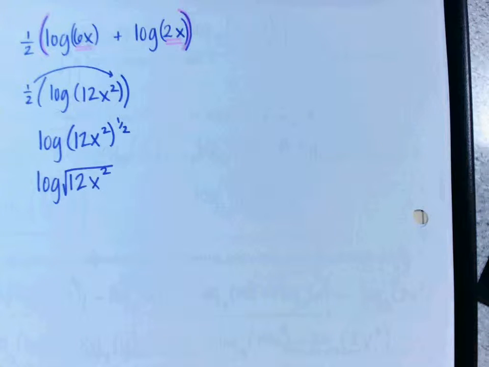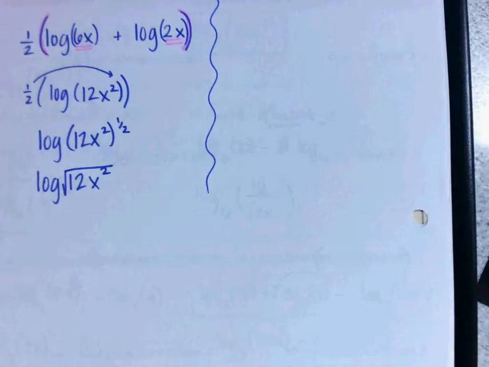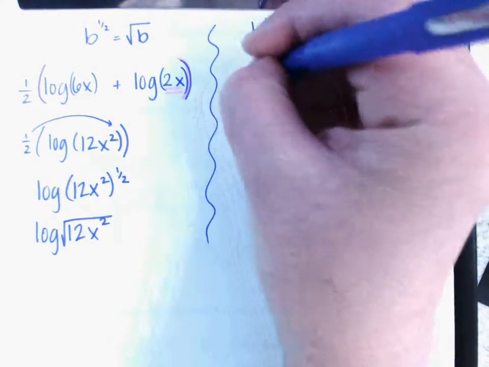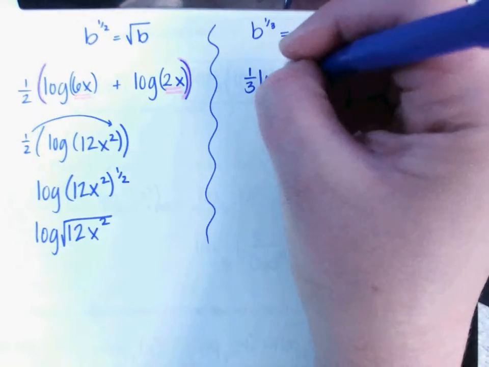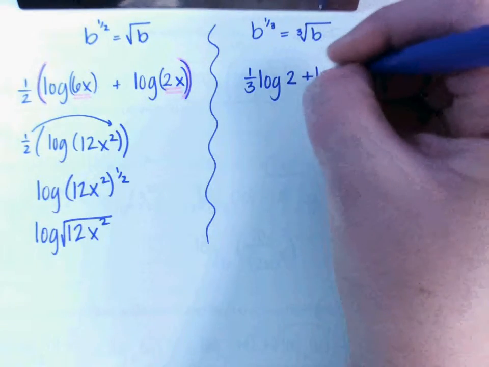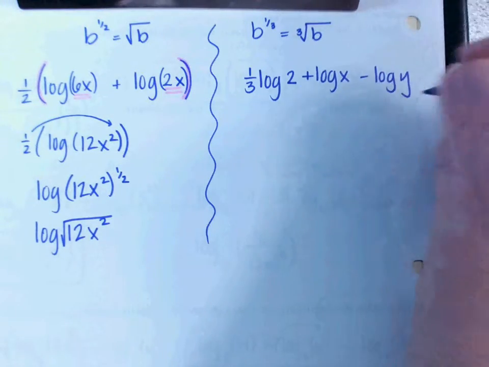So yesterday we practiced expanding those. You should also be able to simplify those. Okay? All right, let's do one cubic root example just to make sure that you have one of each. Okay, so this one is going to be 1/3 log 2 plus log x minus log y.